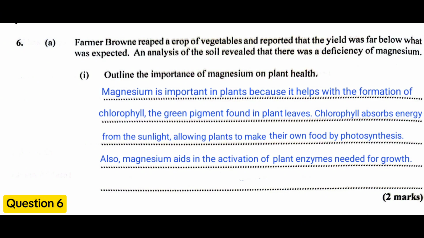Magnesium is important in plants because it helps with the formation of chlorophyll, the green pigment found in plant leaves. Chlorophyll absorbs energy from the sunlight, allowing plants to make their own food by photosynthesis. Also, magnesium aids in the activation of plant enzymes needed for growth.